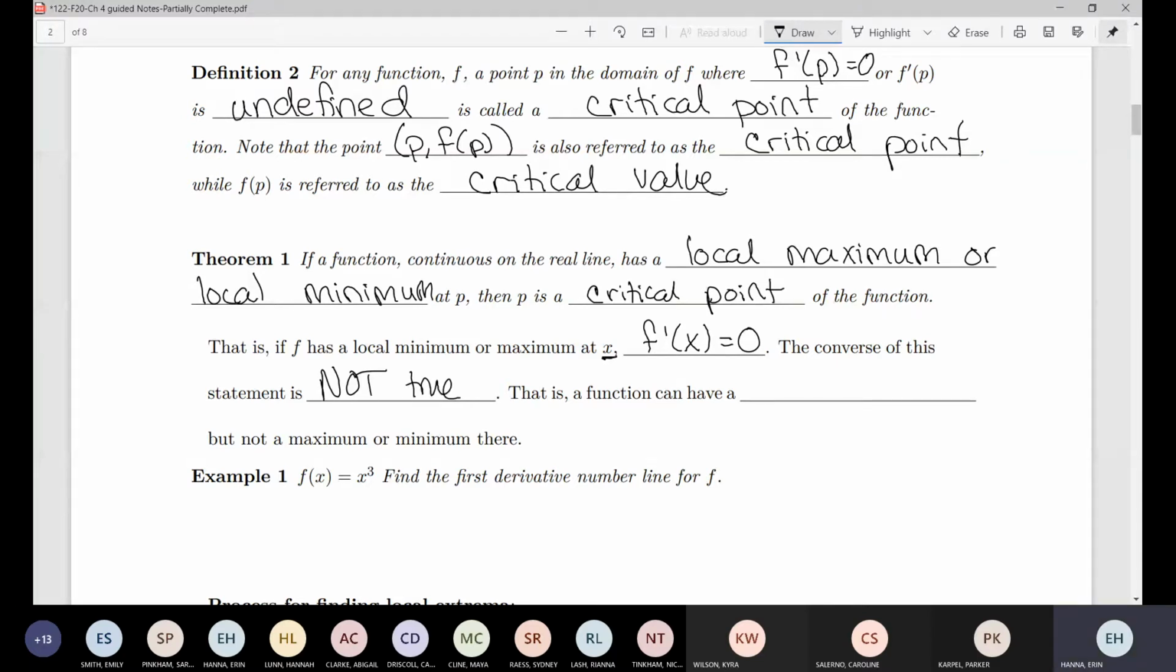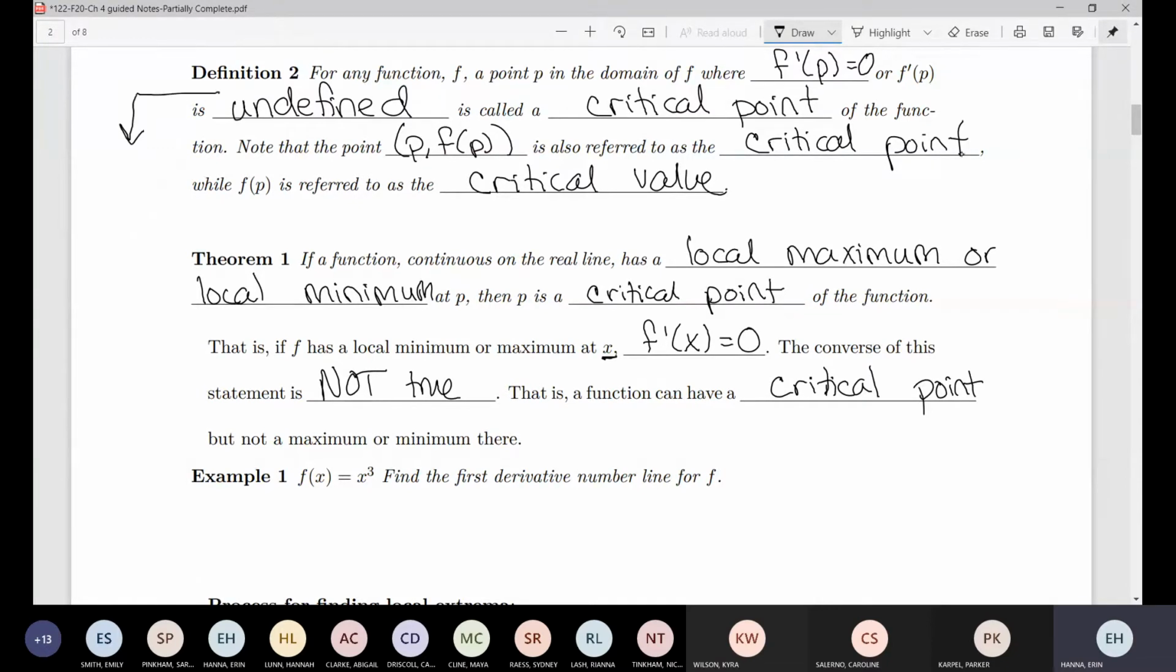That is, a function can have a critical point but not a max or a min there. Most of the critical points that come from the undefined piece are not maxes or mins. But what that does mean is that if we find all of the critical points, we find all of the options for maxes or mins. They might not all be maxes or mins, but if there is a max or a min, it must be one of those critical points. So that's what we're going to use. We're going to find these critical points and then also have something that's going to tell us whether or not it's actually a max or a min.